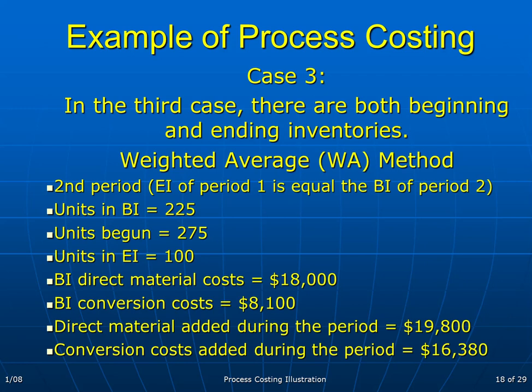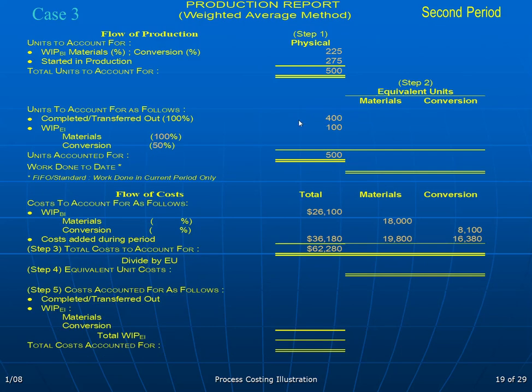Okay, first thing we need to do is understand what's happened operationally to the units. In the second period, we've got 500 units to account for: 225 were already there, and 275 we started during the period. Where are those 500 units? 400 were transferred out, and 100 are still in ending inventory. So there we have accounted for our 500 units.